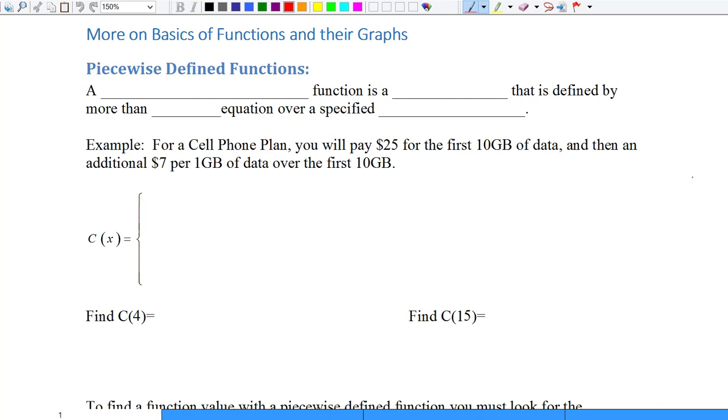Today's lesson is called More on Basics of Functions and Their Graphs. The first thing we're going to be talking about is piecewise functions. So let's talk about what a piecewise function is.